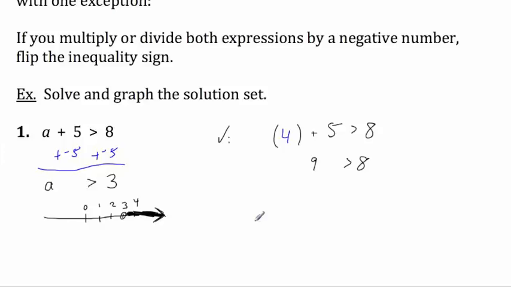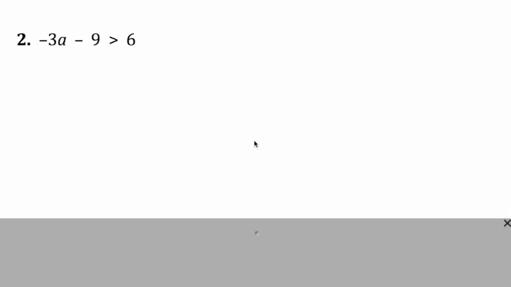Let's take a look at another example. Negative 3 times a minus 9 is greater than 6. Again, we will use the steps that we normally use in solving an equation, except we have to remember that if we ever multiply or divide both expressions by a negative number, we must flip the inequality sign. So we look to simplify both expressions, and here we can simplify by changing subtraction to addition by adding the opposite. So we should do that first. This now reads negative 3a plus negative 9 is greater than 6.